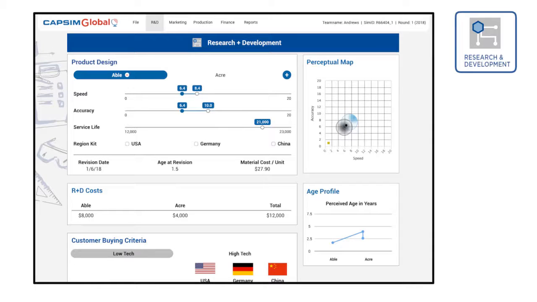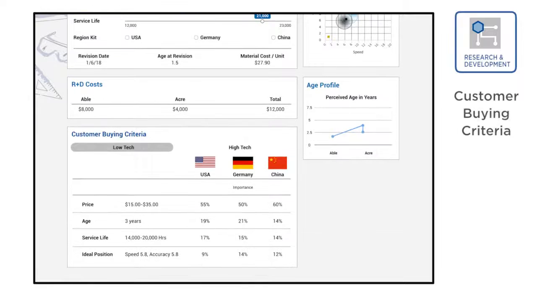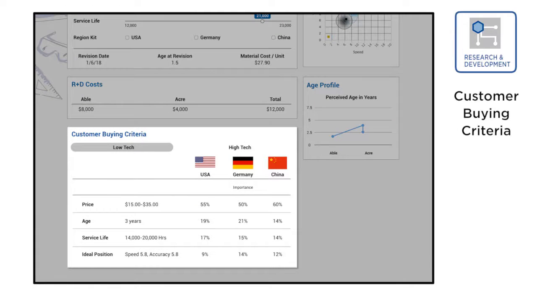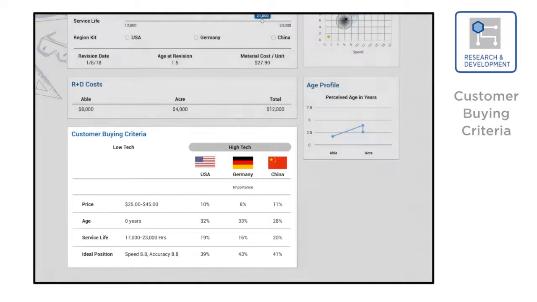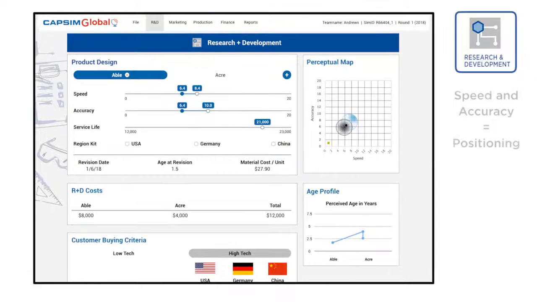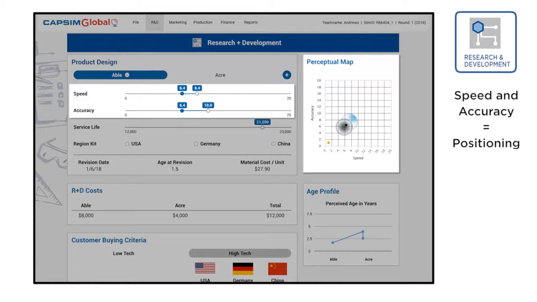To create products that customers want, you'll need to pay attention to the customer buying criteria. Here, you can see what the low-tech and high-tech in each country expect for positioning, price, service life, and age. Adjusting speed and accuracy affects positioning, and this is displayed as coordinates on the perceptual map. These circles on the map represent positioning expectations for low and high-tech customers. If your product lands outside of one of these circles, it will not be purchased by that segment of customers.